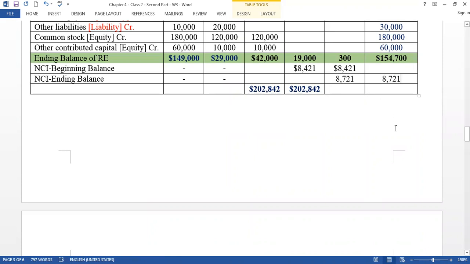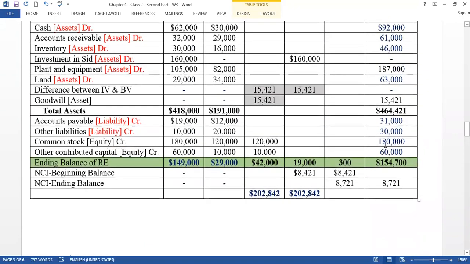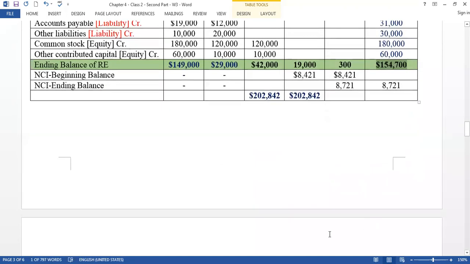8,721. Now, if you want to make sure that your answer is 100% accurate, you can do some workings to calculate whether this 157,500 of retained earnings is an accurate number or not. We can do some workings to prove it. Now I am going to show you whether this number is accurate or not.